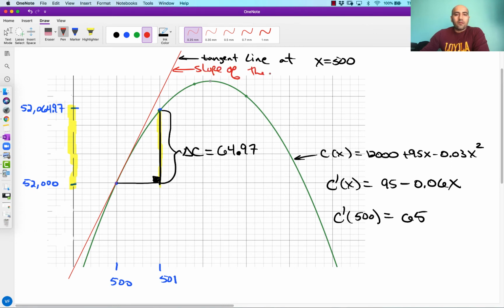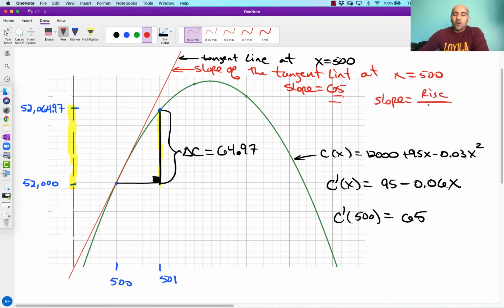The slope of the tangent line at x equals 500. The slope is m. So I'll just put slope equals 65. And so 65 is the rise over run of the red one, right? Remember, slope is rise over run. So that slope is really rise over run of this one. Well, that is going to be a very good approximation to this one. You think about the slope of the red one.